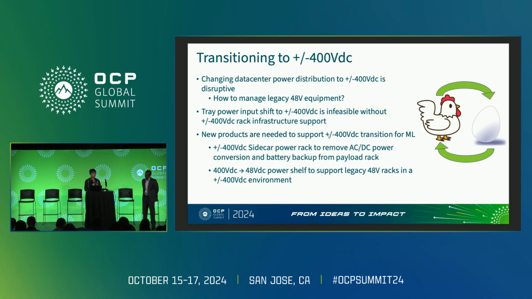In order to break out of the dilemma, our proposal is that we have an intermediate step, which is a sidecar solution that can take the AC inputs and generate plus minus 400 volts locally for the ML racks. And also, we'll have 400 volts to 48 volt conversion, so that we can put it in the machine rack for those transitions.